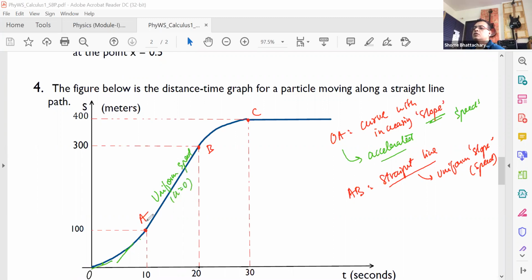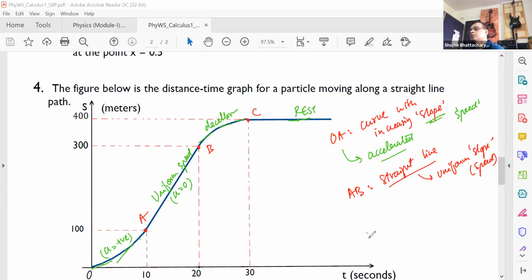Acceleration is 0. In this part, the acceleration is positive. We don't know how much it is, but we know it's positive. And then similarly, if you look at the part BC, you'll realize it's a decelerated motion, because if you draw the tangent at different points, you can see the slope of the tangent is decreasing. And here, of course, the slope is 0. So it's at rest after C.